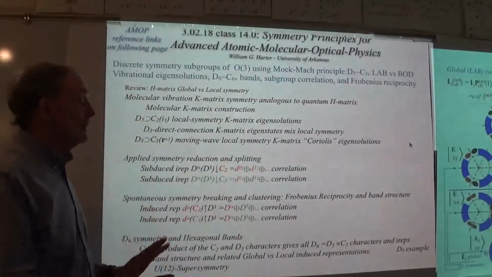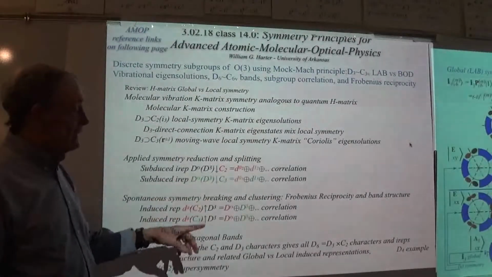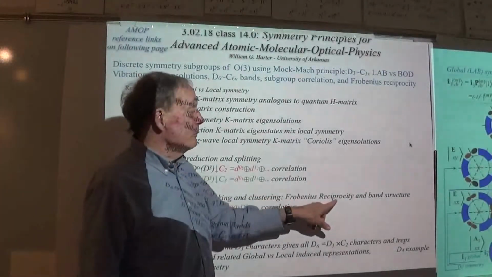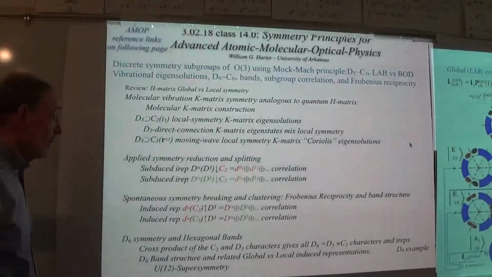So this is our first look at the mathematics behind that, which has a famous mathematician's name in it. It's called the Frobenius reciprocity axiom, theorem, whatever you want to call it.